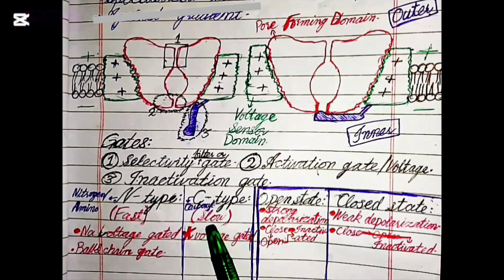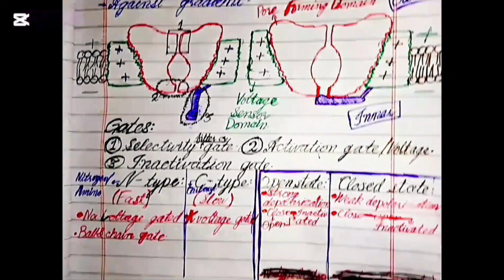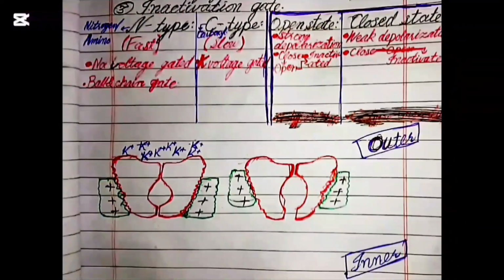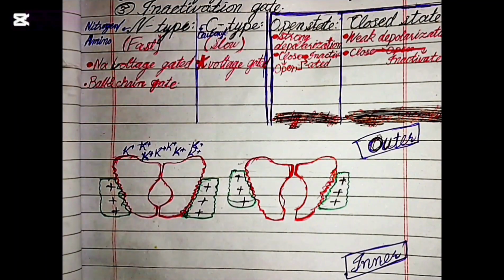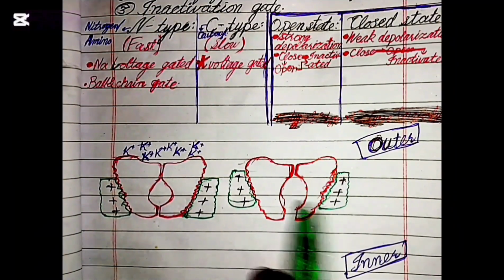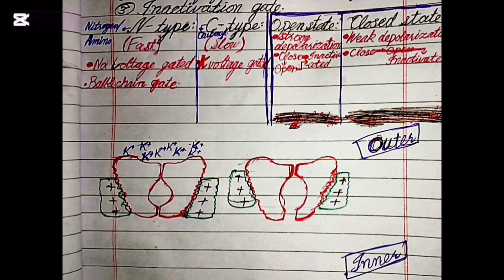Now coming to C-type, as it is slow. Look at its structure. Its structure is the same, but the main difference is only in the inactivation gate. Here the inactivation gate is not present separately, it is present inside the activation gate, meaning some part of the activation gate inactivates. Its example is the potassium voltage gated channel, which is a slow channel. So what is its mechanism?